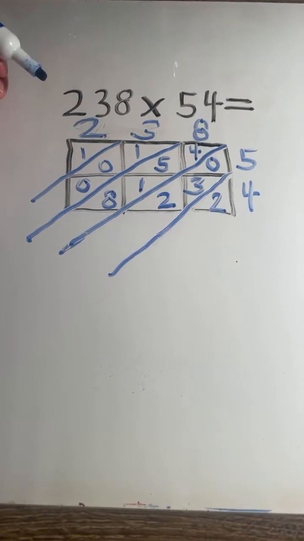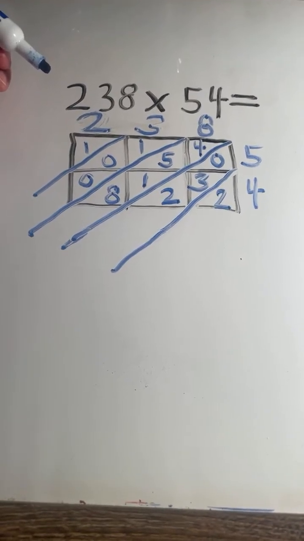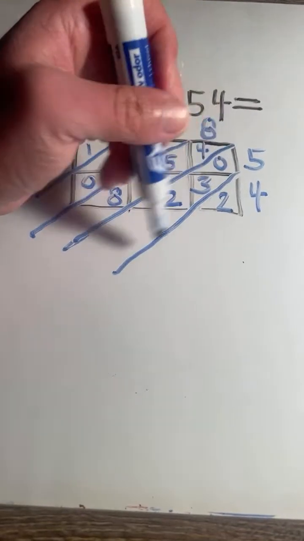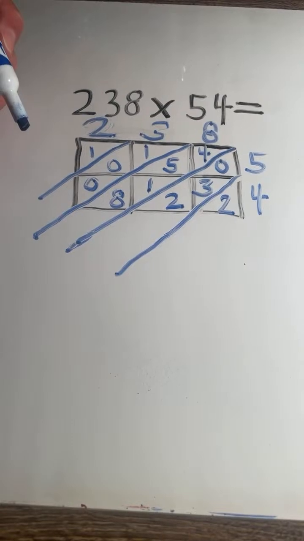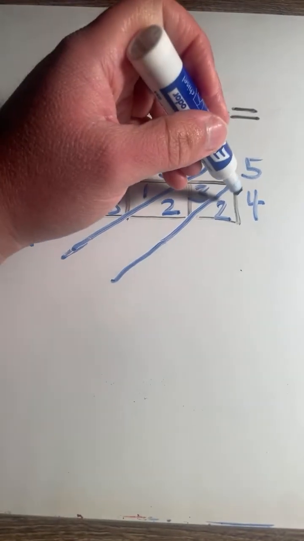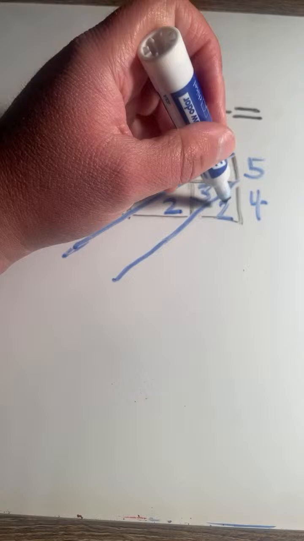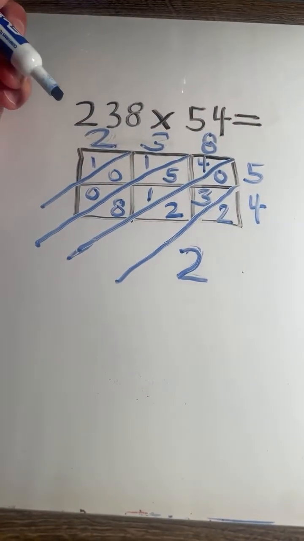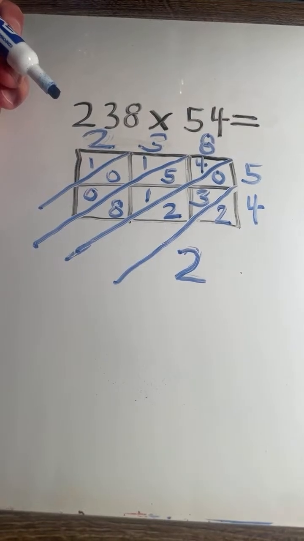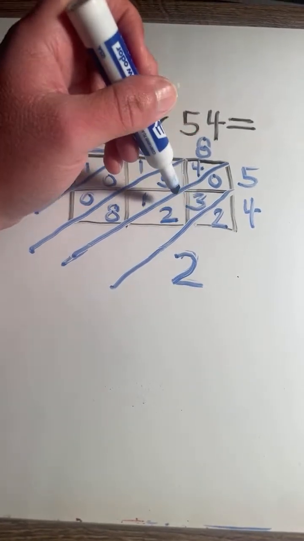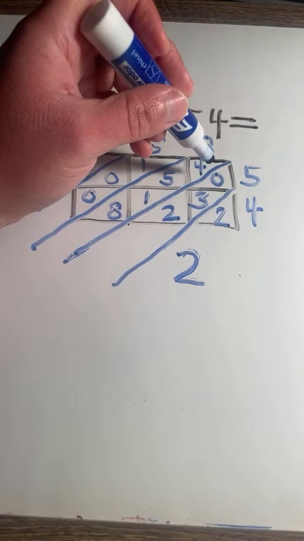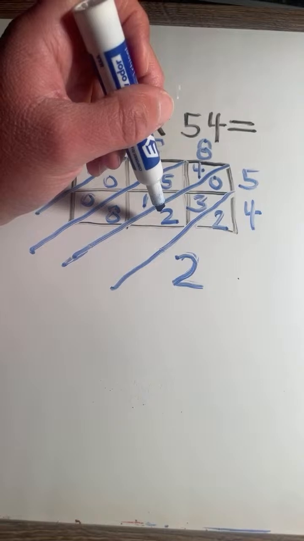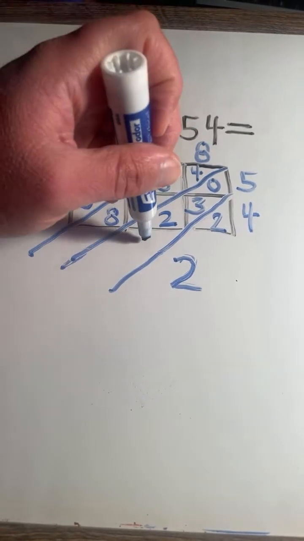All our multiplication is done, but now we have to add the numbers that are inside the squares. And we're going to add them along each of these diagonal lines. So along this first diagonal line, the only number within the square is 2. So we'll put a 2 in the first diagonal line there. Between the next two diagonal lines, we have 0 plus 3 plus 2. 0 plus 3 equals 3, plus 2 equals 5.